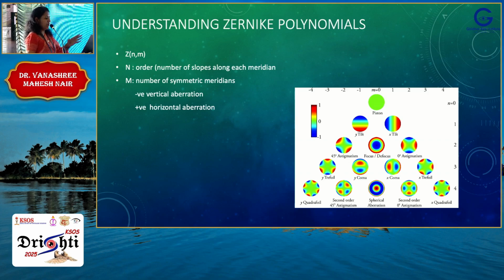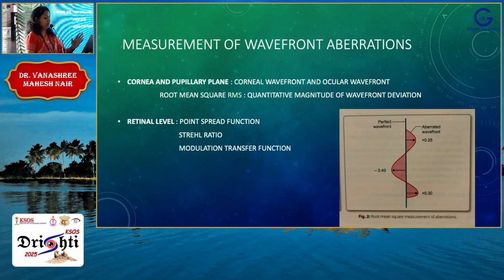Zernike, I won't go into the details of this. If you see this diagram, the perfect wavefront is a straight line. In an aberrated wavefront, part of it is ahead, so that is calculated as plus. Some will go minus, again some plus. So we take a root mean square of these aberrations so that the minus and plus values are gone and we have a finite figure with us.